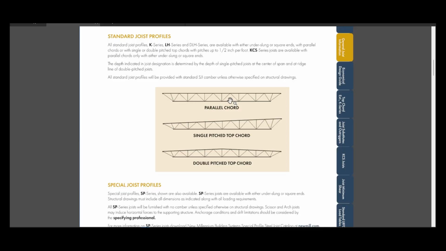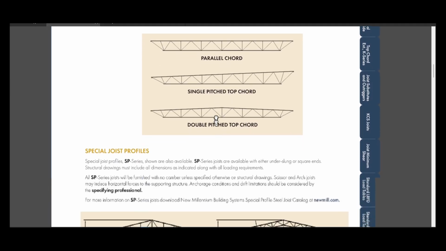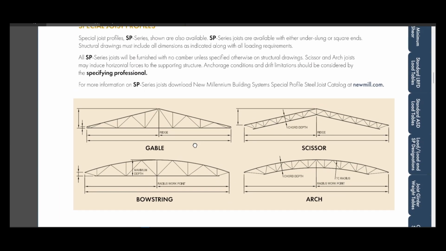Before the connection, let's take a look at a few joist profiles. Standard joist profiles are the parallel chord configuration, then single pitch top chord and double pitch top chord. Other than standard profiles, there are a few special joist profiles like gable configuration, then scissor type, then bowstring, and the last one is arc type.